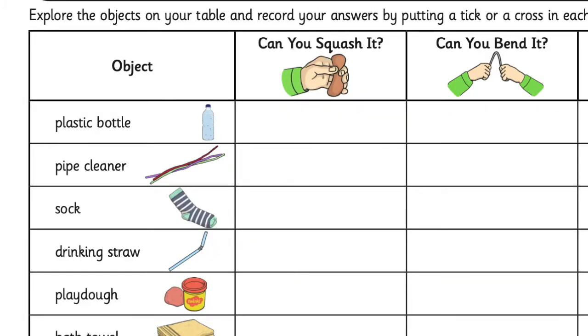Oh, by the way, if you don't have pipe cleaners at home, you can use paper clips as well. Or if you're missing any of the objects, you can find something else to replace that. Or get a blank sheet of paper and put things that you want to test on it.